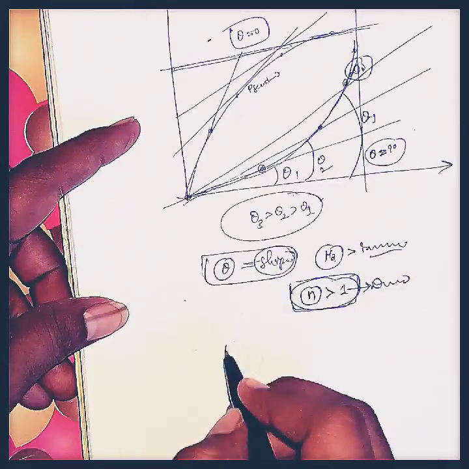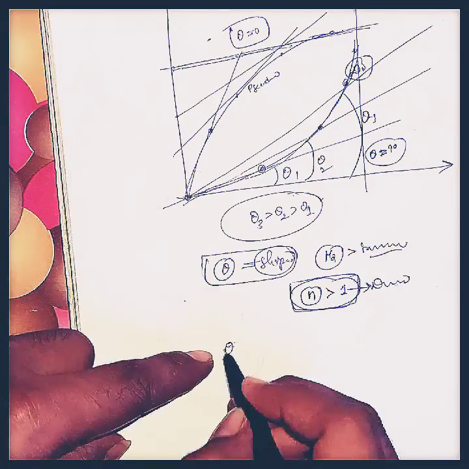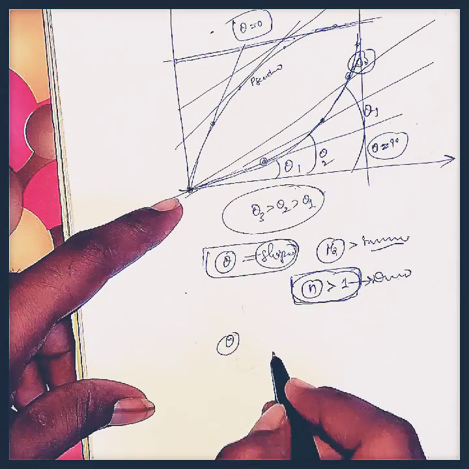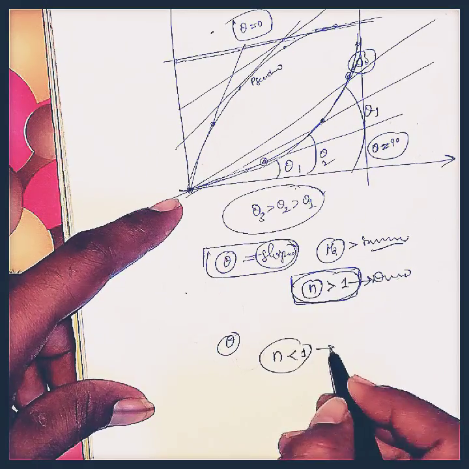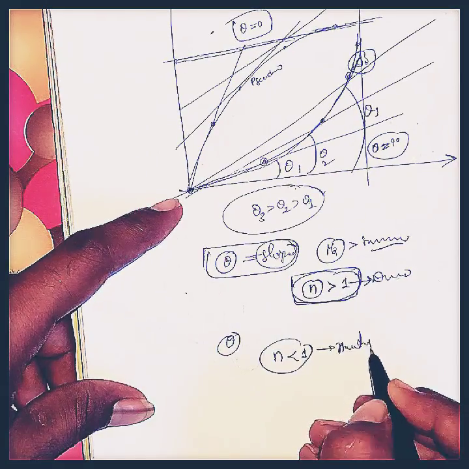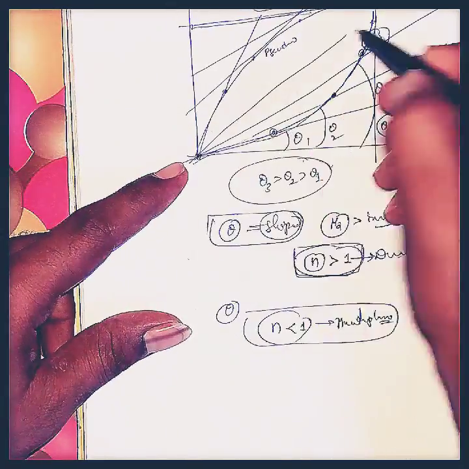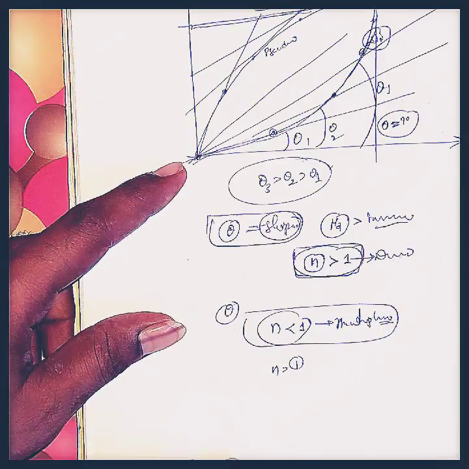For pseudoplastic, theta decreases from the initial point to the final point, so the value of flow index n is less than 1 for pseudoplastic fluids. For Newtonian fluids, you already know n equals 1.